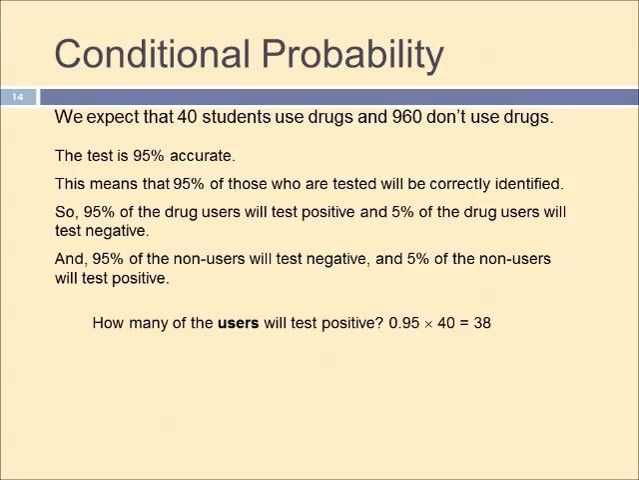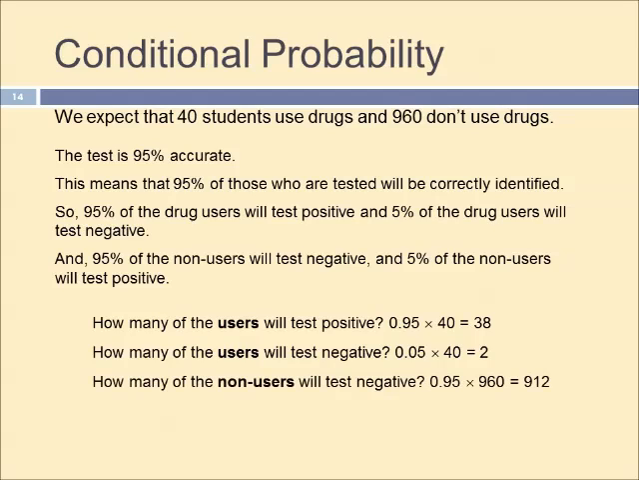So how many of the users will test positive? Well, 95% of 40, or 38 of them, will be correctly identified. How many of the users will test negative? 5% of that 40, or 2 people, will be getting away with something. How many of the non-users will test negative?